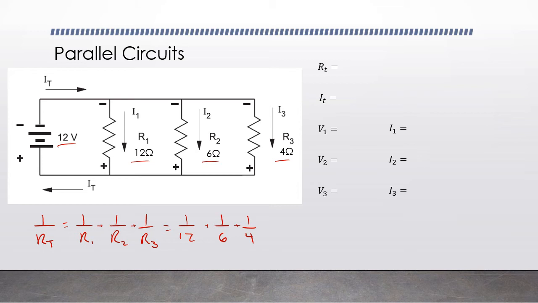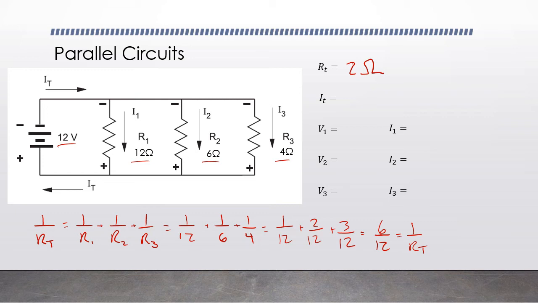So when we go to solve that, one way to do it is just find a common denominator between the fractions. So this would be 1 over 12 plus 2 over 12 plus 3 over 12 is 1 over RT. So that is 6 over 12 is equal to 1 over RT. So that means RT would be 2 ohms. Okay.